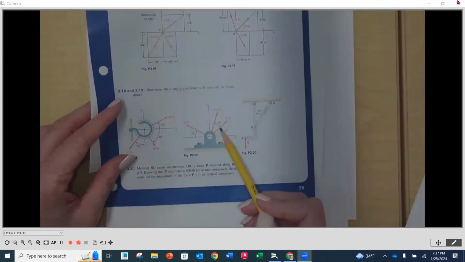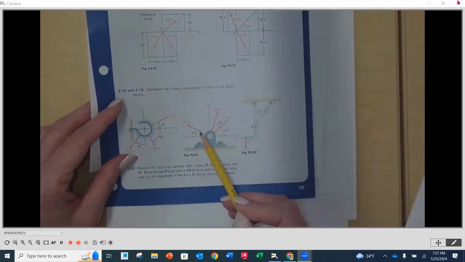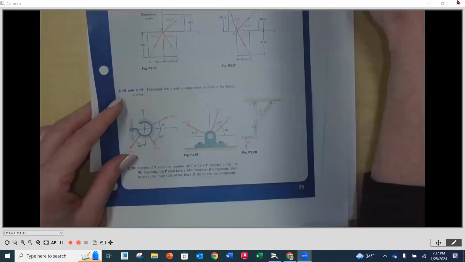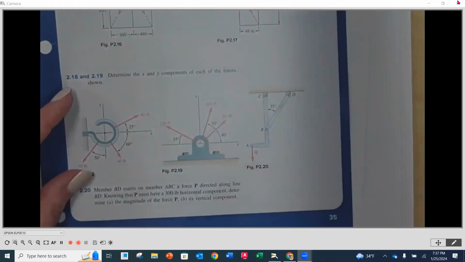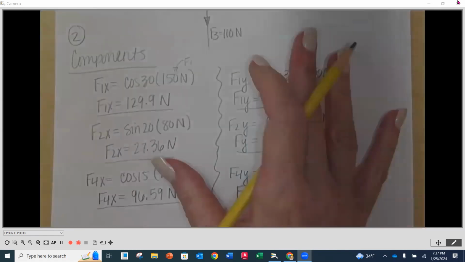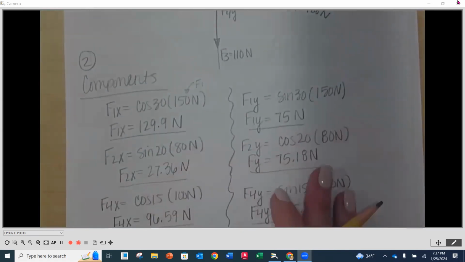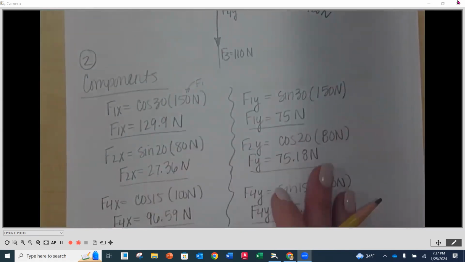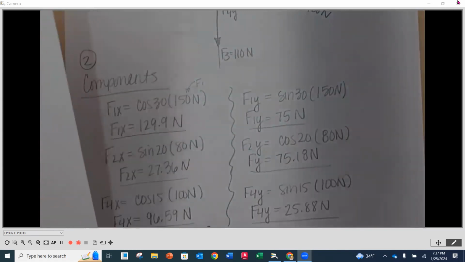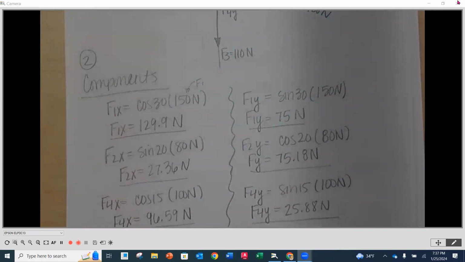Problem 19, very same thing. Find the X and Y components of the three forces. Again, at the very center, if you extend these along their line of action, they would all meet at that middle point. Then you would do the same thing: draw your diagram and then calculate the components. So that's 18 and 19. The next one that you have is 22.